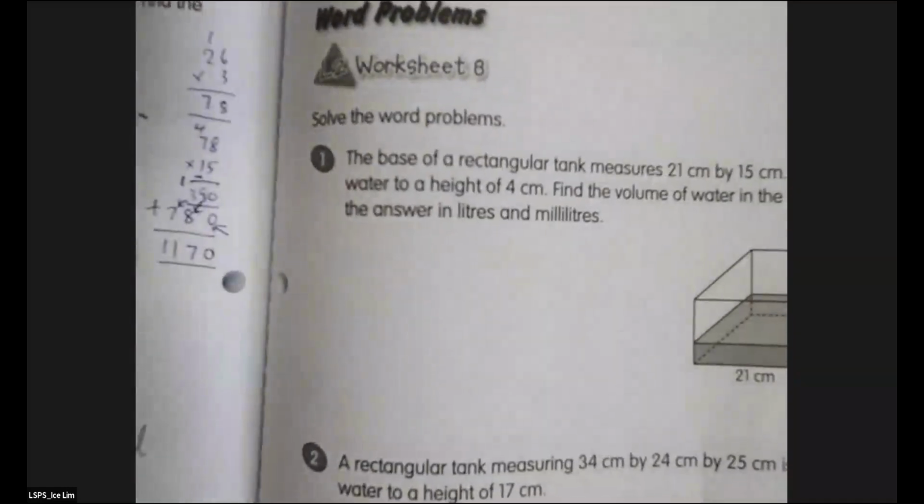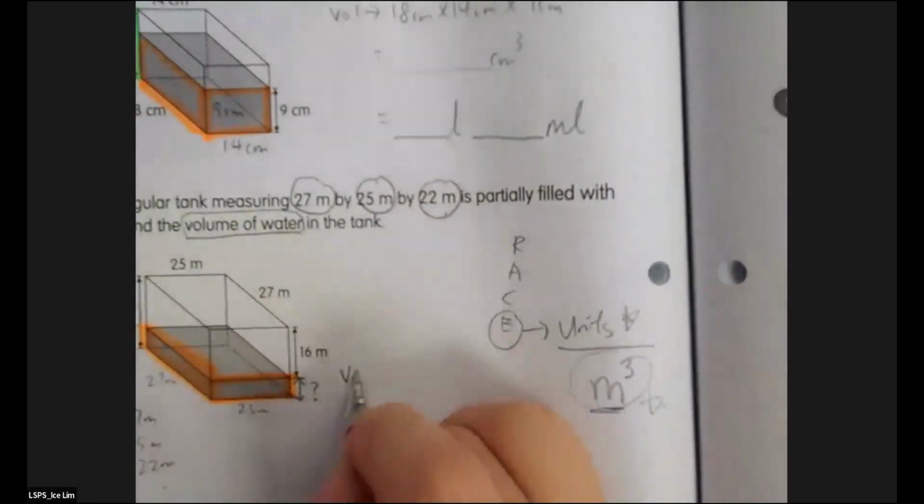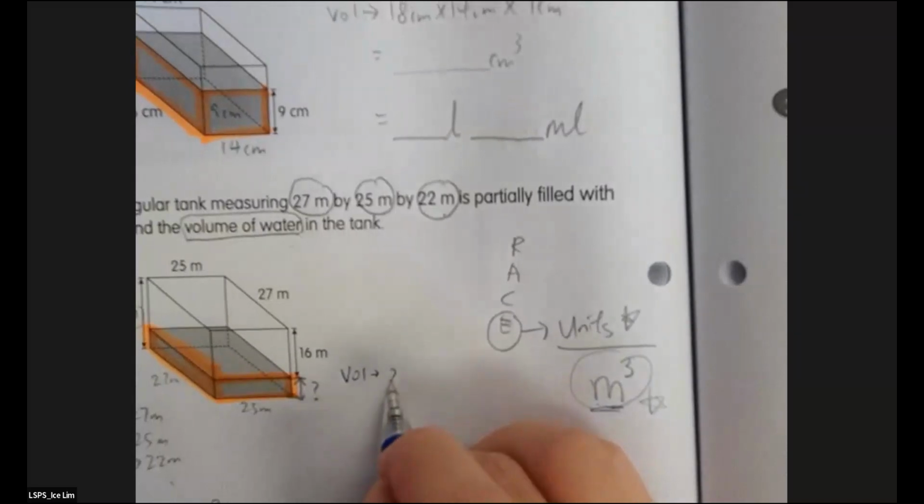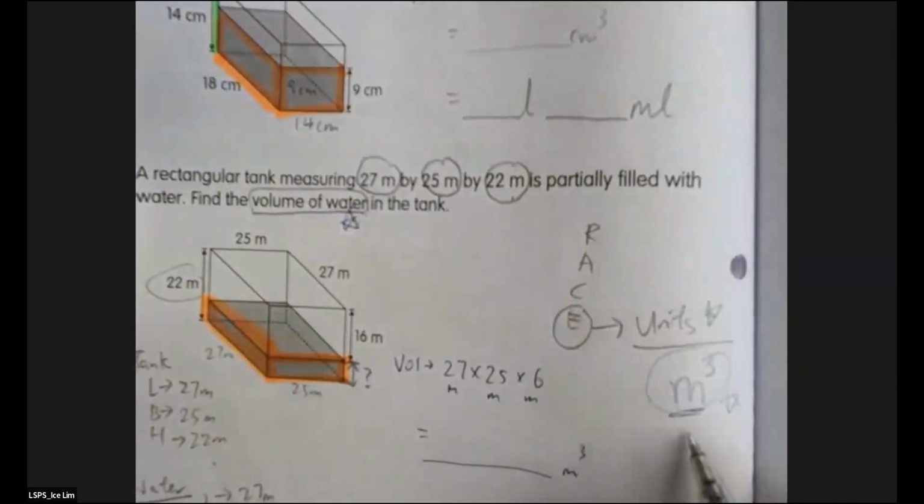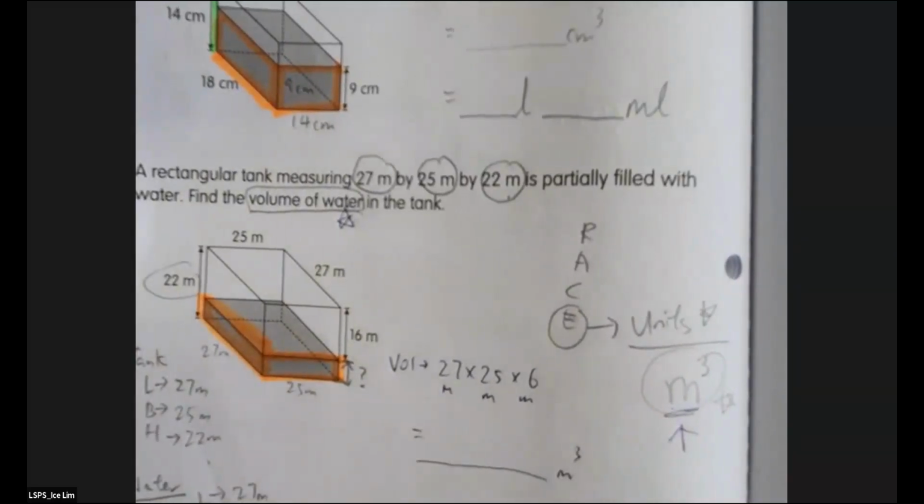Moving on to the next question, level 2 now. DIY, you solve the rest on your own. So this one, no need to convert. It will be 27 times 25 times 6. Meter times meter times meter. Then you will get an answer in cubic meters. That's all. Not too difficult, right? If you need to convert, then that's very scary. In this case, it didn't ask you to convert, so this is fine. You must pay attention to when you need to convert and when you don't need to convert.